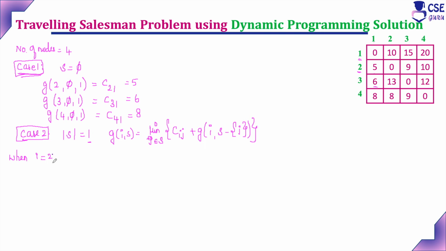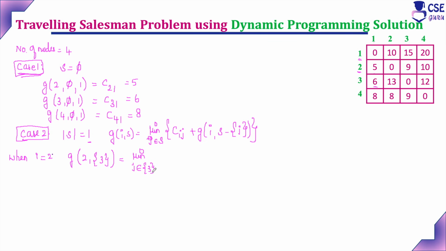If you are visiting 2, what is the remaining city to be visited? Either it is 3 or 4. Here at the time we are considering only one city. The next remaining city is only one city. Likewise, we are considering it may be 3 or it may be 4. So G of 2, the remaining city to be visited is 3, that is minimum of j belongs to 3.